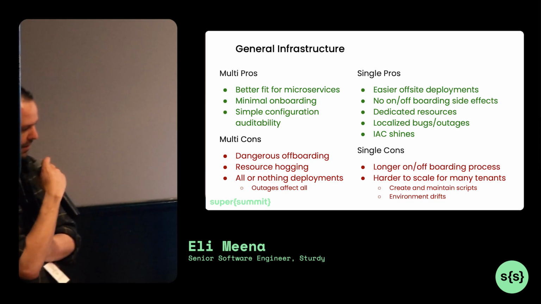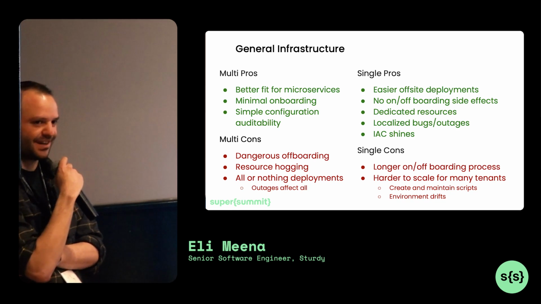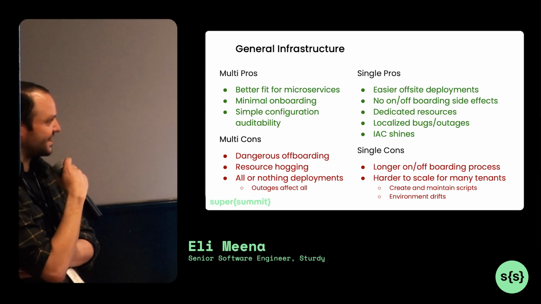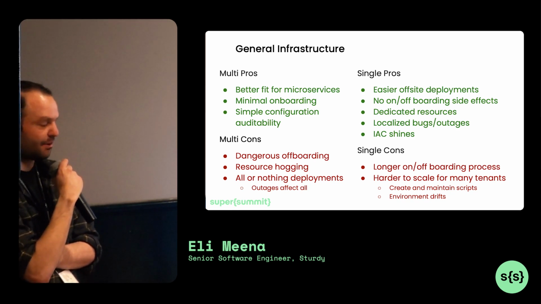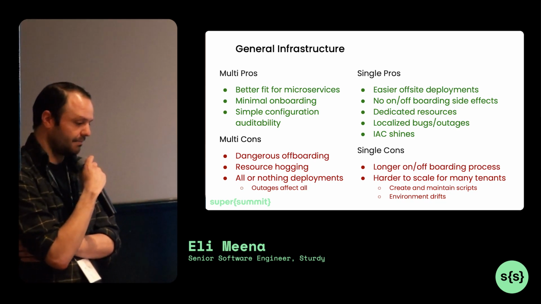One thing I really do not like about multi-tenancy is all or nothing deployments. If you break production, everything's broke, basically. This is one where everything's shared, so if it's broke, it's broke for everybody. And that means outages affect everybody, bugs affect everybody.